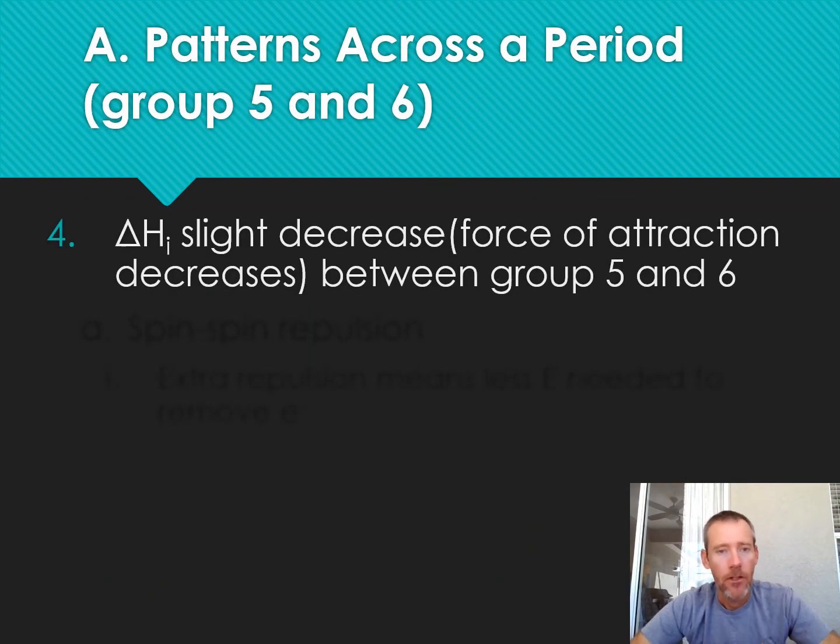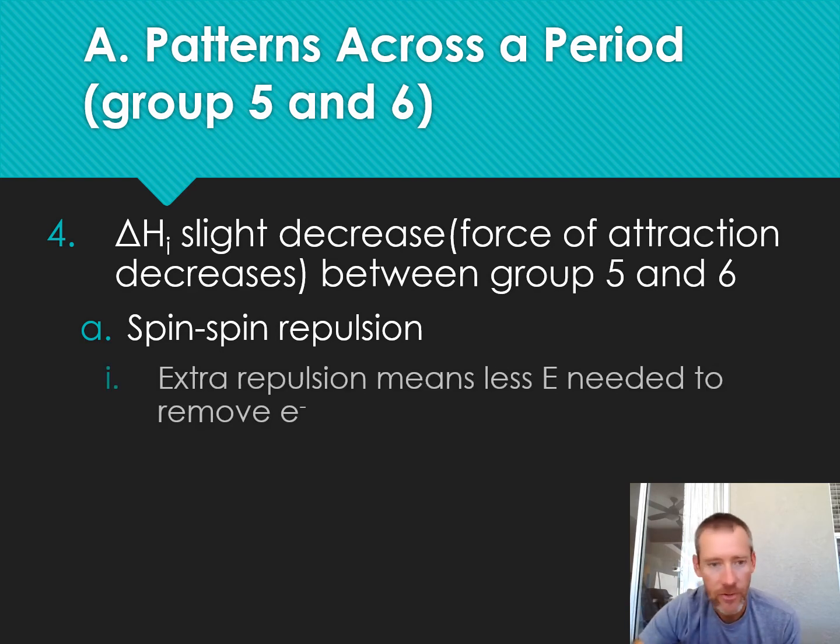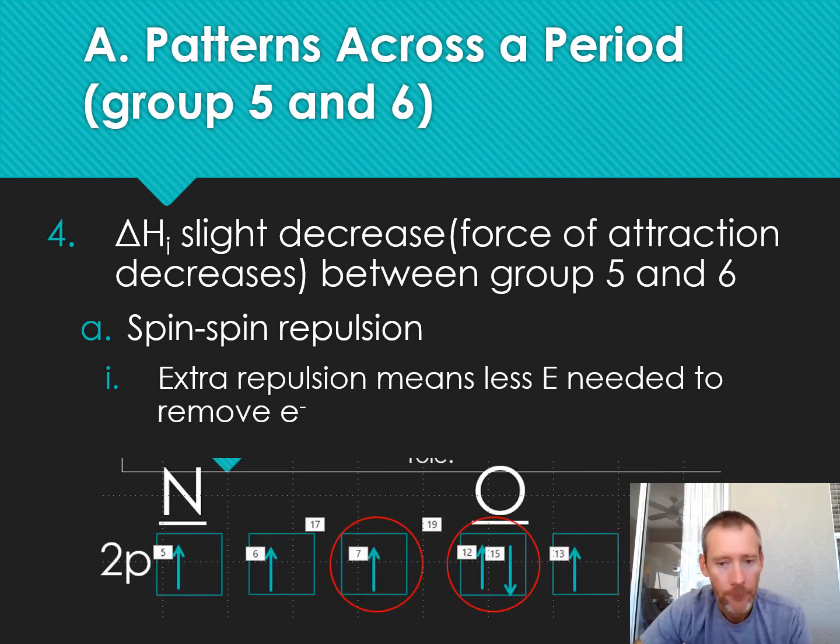Okay, so between 5 and 6, this is the nitrogen and oxygen group. There's a slight decrease, there's a dip between 5 and 6. One, spin repulsion. So repulsion means they're going to be pushing away from each other, so it's easier to remove that electron. Okay, so less energy is needed. That's why there's a dip in ionization energy. So the key aspect is this repulsion. It takes more energy to remove a single electron from an orbital, whereas when they pair up, this only happens with the oxygen group, it's easier to remove.